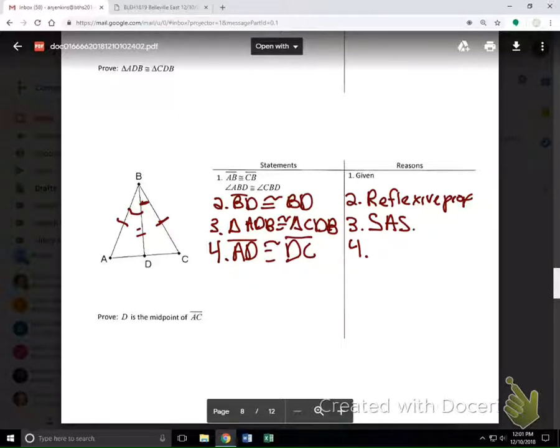I heard it somewhere. CPCTC. Yep. So we can use CPCTC: corresponding parts of congruent triangles are congruent. So we are able to say that because of CPCTC. Okay, our last step. Now that we've shown that those are congruent, we can say that this is the midpoint. So remember, your last step of any proof is always going to be what you set out to prove. So D is the midpoint of AC. And we know this by definition of midpoint.